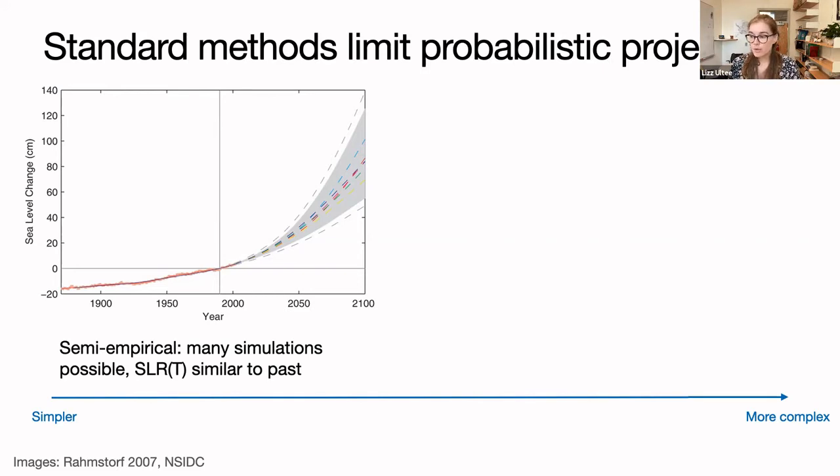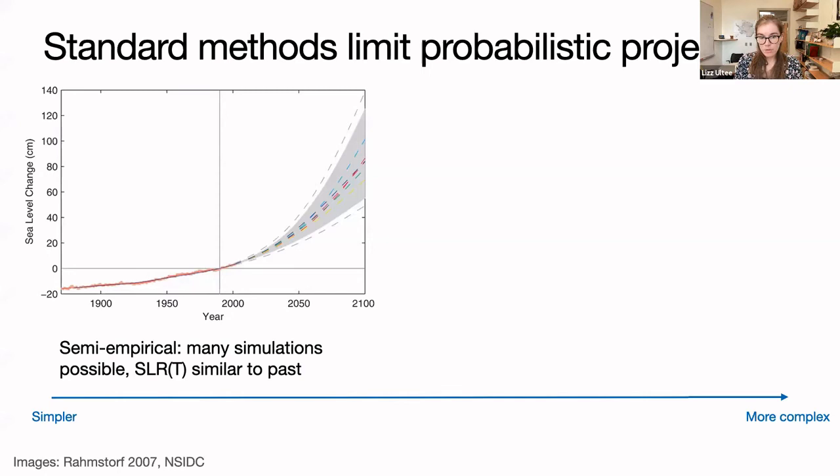This image shows a semi-empirical method where a projection of sea level rise is associated with a certain system variable, in this case, temperature. And in this case, many simulations are possible. We can sample a wide range of climate futures, but the sea level rise at a given temperature, that function, is assumed to be similar to the past. And so if there were to be large changes in the relationship between temperature and sea level contribution, for example, through unpredicted or poorly constrained ice sheet dynamics, this type of method would not be able to account for those changes.